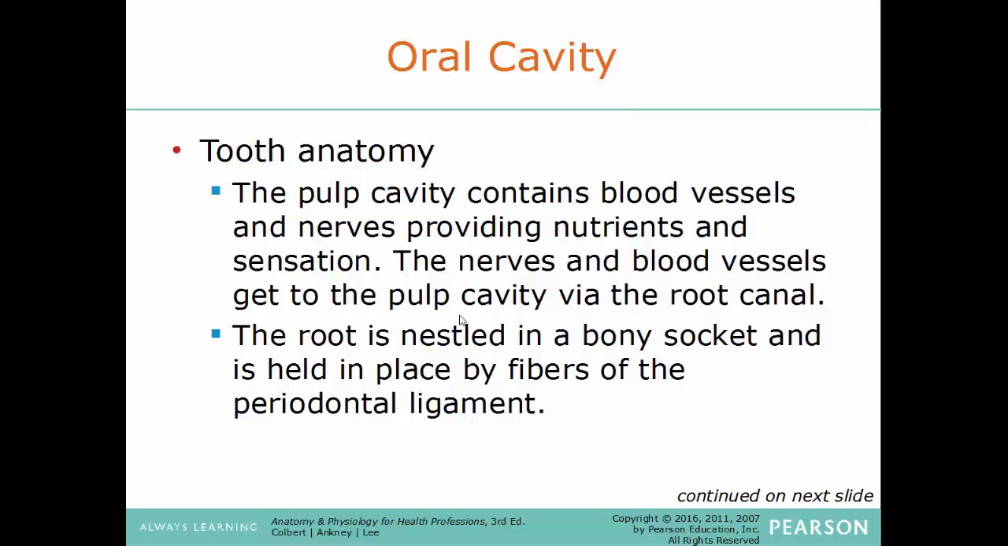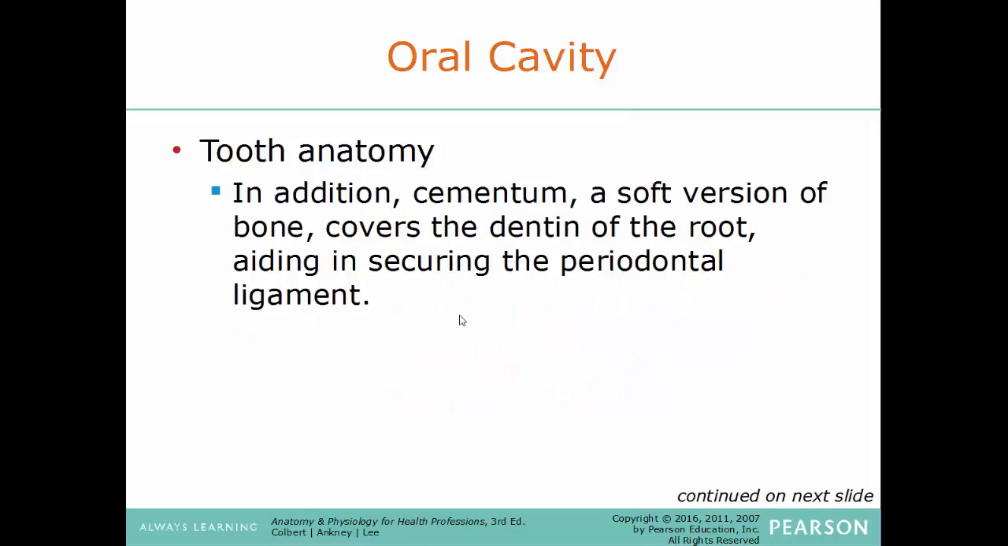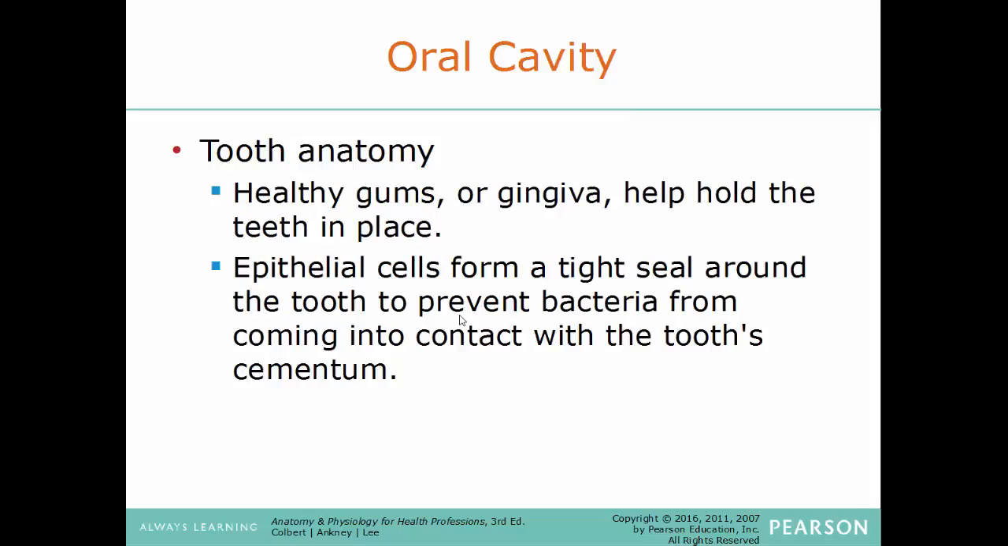Now the nerves and the blood vessels get to the pulp cavity through the root canal. Now the root is nestled in a bony socket and is held in place by fibers of the periodontal ligament. In addition, cementum, which is a soft version of bone, will cover the dentin of the root, which helps to secure the periodontal ligament. Now healthy gums, or gingiva, help to hold the teeth in place, and there are some epithelial cells that help form a tight seal around the tooth to prevent bacteria from coming in contact with the tooth's cementum.